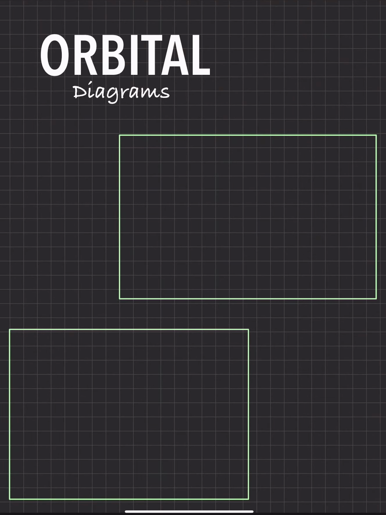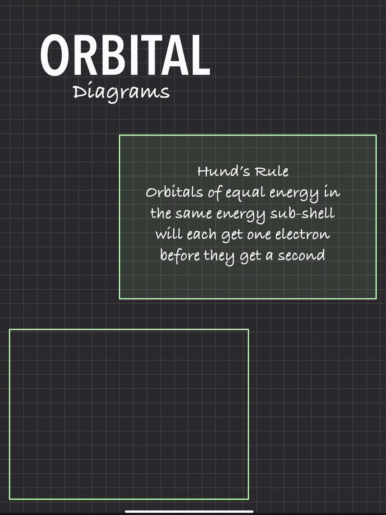So in this video, I'm going to be discussing orbital diagrams and electron configurations. Two rules that you really need to know to do orbital diagrams are the following. The first rule is going to be Hund's rule. Hund's rule is orbitals of equal energy in the same subshell will each get an electron before they get a second. What does that mean?